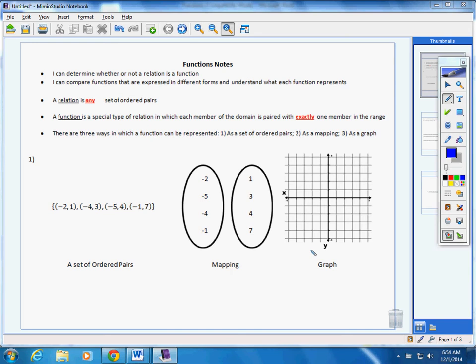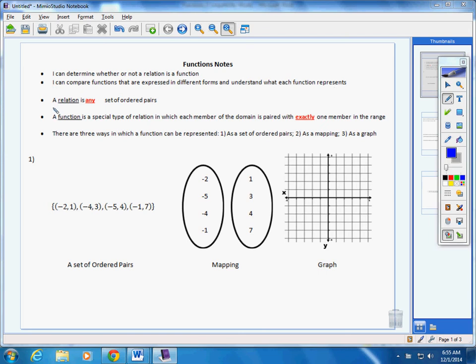What we want to be able to say by the end of today's lesson are the two things up here at the top. I can determine whether or not a relation is a function, and also I can compare functions that are expressed in different forms and understand what each function represents. Let's just get right into it.